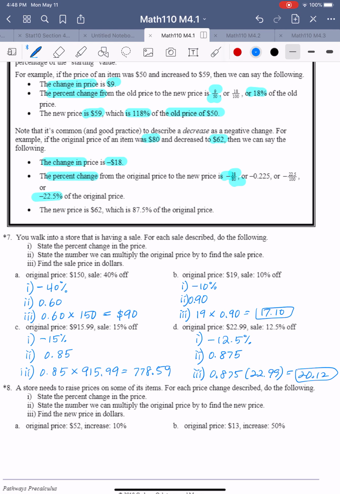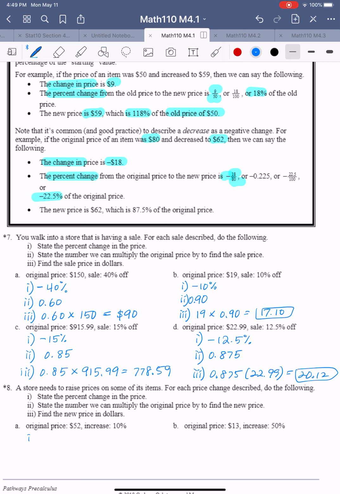All right, number 8. A store needs to raise the price on some of the items. For each item change, describe the following. Number 1, state the percent change in the price. Number 2, state the number we can multiply the original price by to find the new price. Number 3, find the new price in dollars.